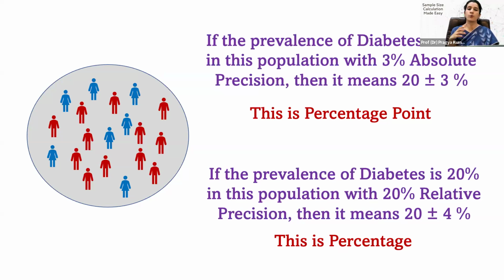If you use a relative precision, generally you are always right, because relative precision is fine up till 50 or 60%; higher than that, again, it will have more error. So as a rule, remember, if the prevalence is very low, less than 10%, you should take relative precision into account. If the prevalence of any disorder is between 10 to 50%, you should take absolute precision into account. Did you get something out of it?